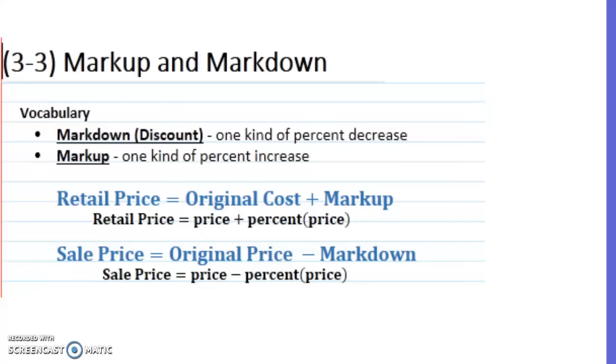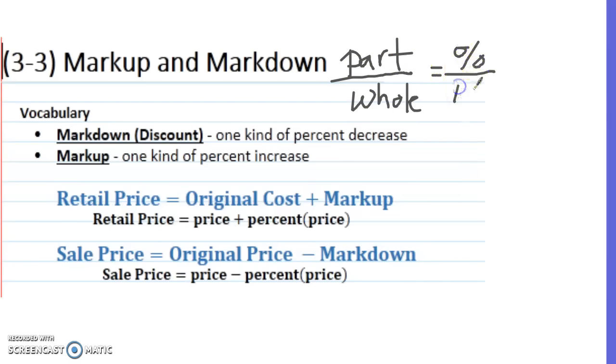Today we're going to talk about markup and markdown. If you remember last week, we talked about the percent proportion and percent increase and decrease. When we did percent increase and decrease, we had part over whole equals percent over 100. Well, if we're talking about markdown, it's a discount, and it's one type of percent decrease. And remember, when you did the percent decrease, you did your percent proportion and then you subtracted at the end.